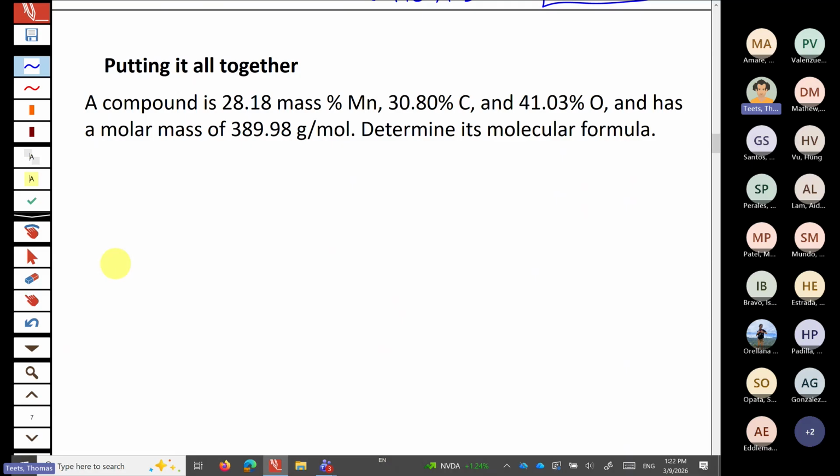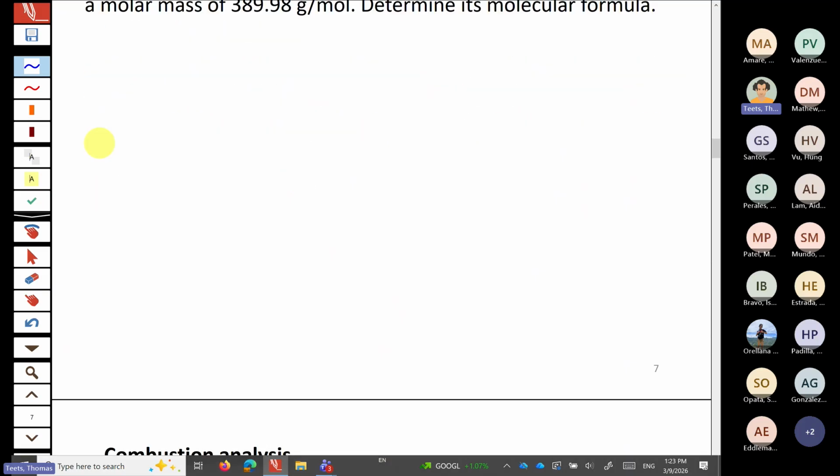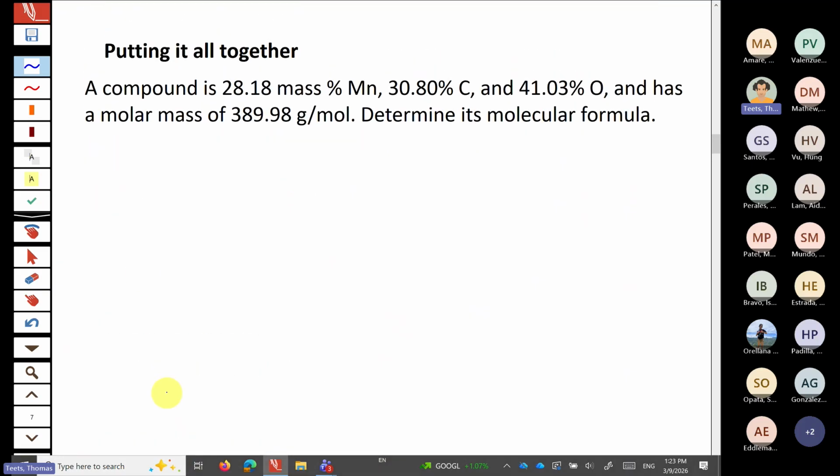So we have a compound here that's 28.18% manganese, Mn, 30.80% carbon, and 41.03% oxygen. You can double check that those add up to 100, which they do. We're very close to that. And then it has a molar mass of 389.98 grams per mole. Determine the molecular formula.